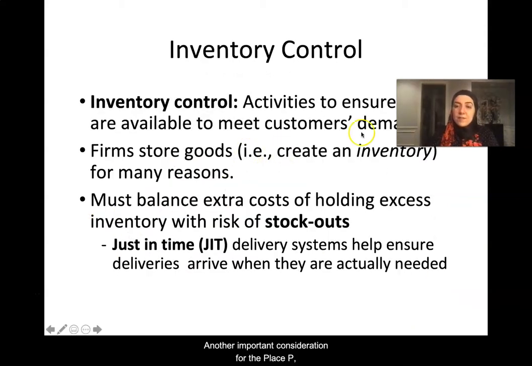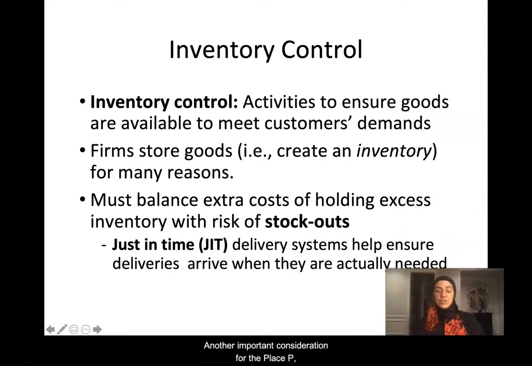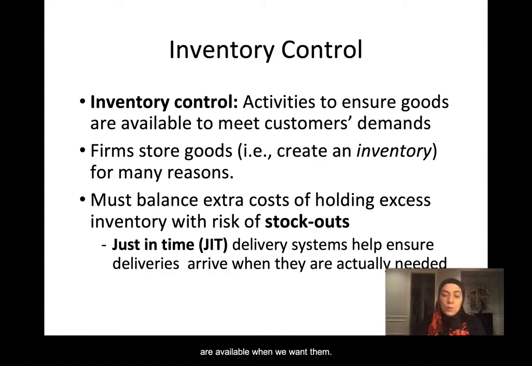Okay, another important consideration for the place P, or distribution, is inventory control. These are all of the activities that help ensure that goods are available when we want them. The key thing with inventory control is that we never want to have too many goods available, too much of a quantity, but we also don't want to run out. We want to have a balance between having excess inventory and stockouts.